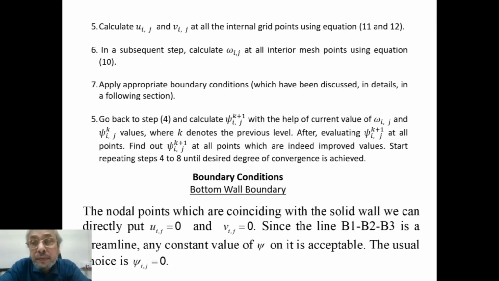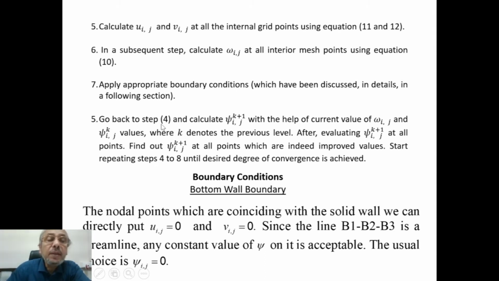Then after finding the new psi ij, we calculate again u ij and v ij using equations 11 and 12 everywhere, and then we calculate omega ij at all interior points using equation 10. Apply appropriate boundary conditions, which are to be discussed now, and we check the velocity field whether it has converged. So the next step should be 8, some printing mistake. 8 is the final step.